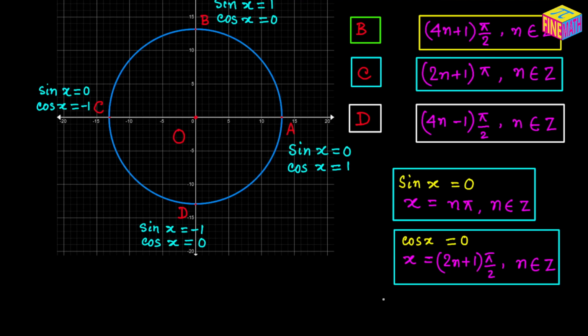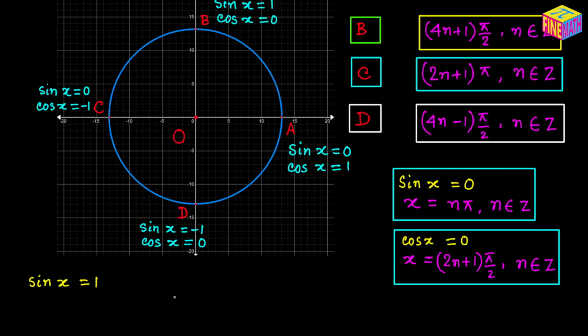Any integer could be 0, positive or negative. And in fact, you can try with different values of n, and you will see that all the angles that you will be getting as a value of x, they all will turn out to be odd multiples of pi over 2. Next, let's talk about the trigonometric equation sine of x equals 1.